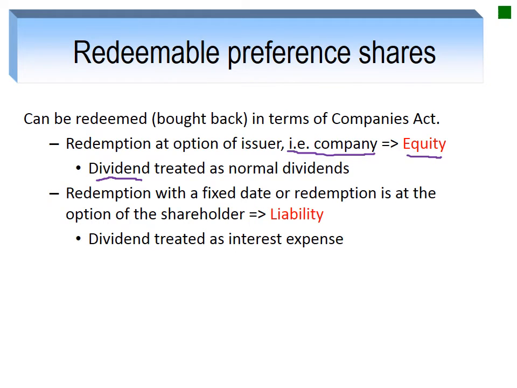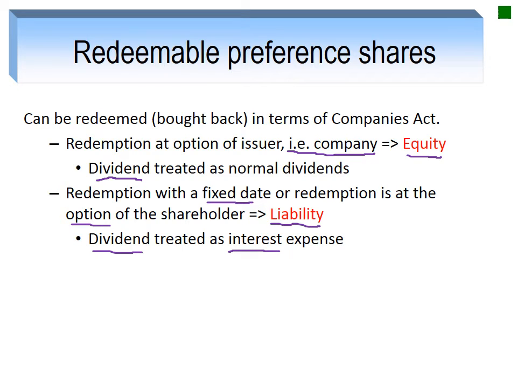But if there is a fixed date for redemption, or redemption is at the option of the shareholder, remember the shareholder is the one who's paid money for the shares, they've given the company money. In this case, the preference shares are considered to be a liability, and you will show it as a long-term liability, and any amounts that are due within the next 12 months will be current liabilities. And in this scenario, your dividends are treated as part of finance costs. They are treated as an interest expense.